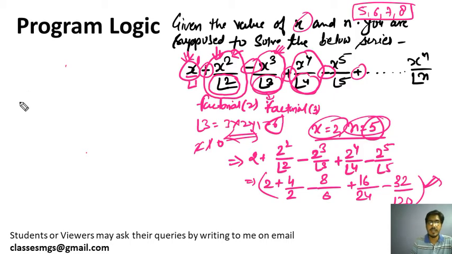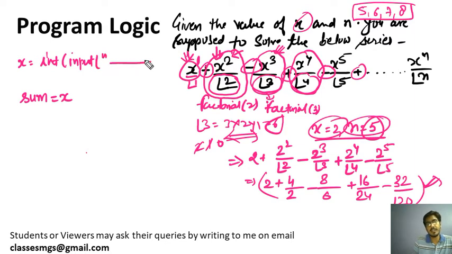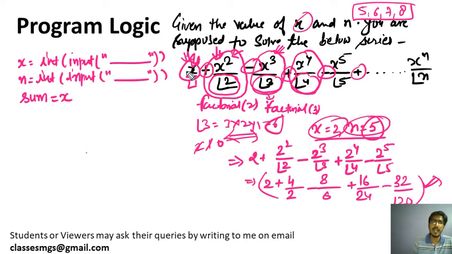How will it be solved? We are going to create a variable, sum equals x, and we will take the value of x from the user using the input method. I have already told you how to take the input, and then n I will take as an integer value using the input method, and then the sum variable, and this condition I have already handled. I am already adding x into sum by default.